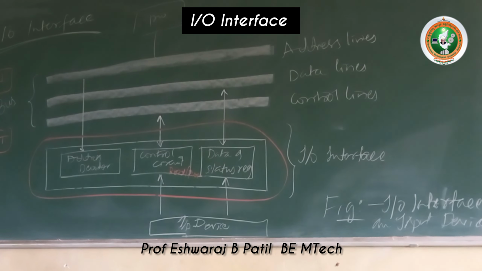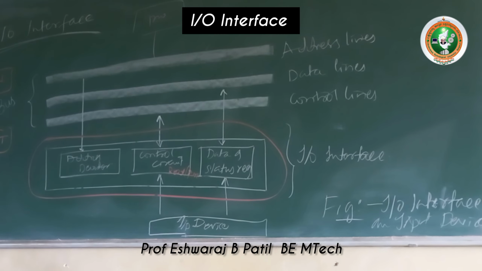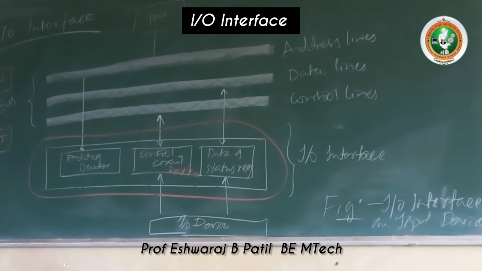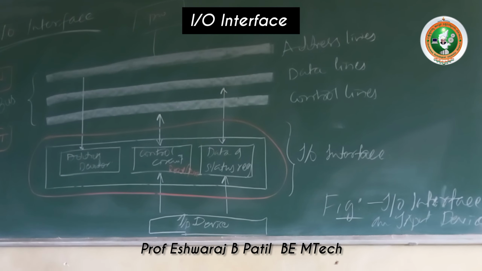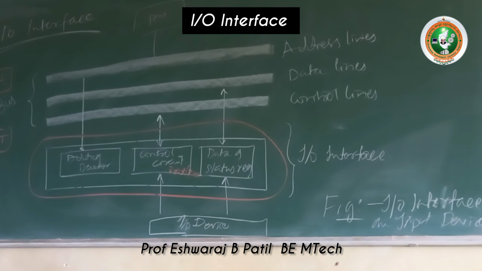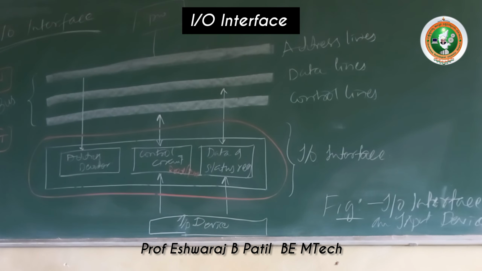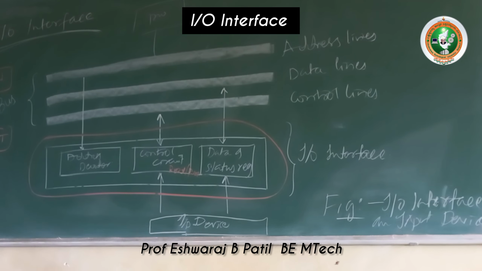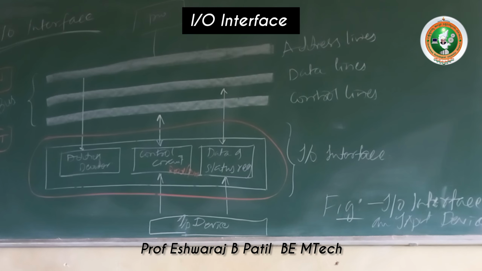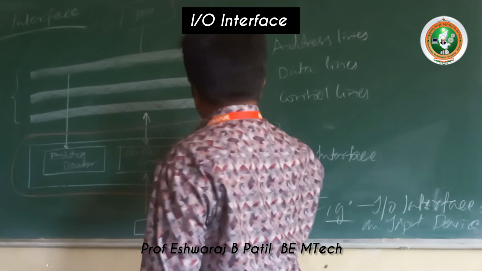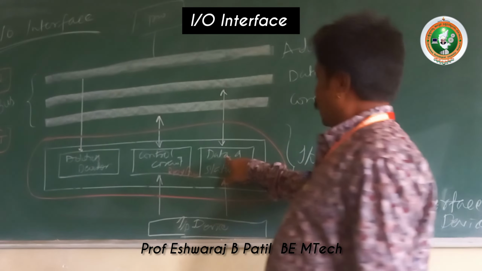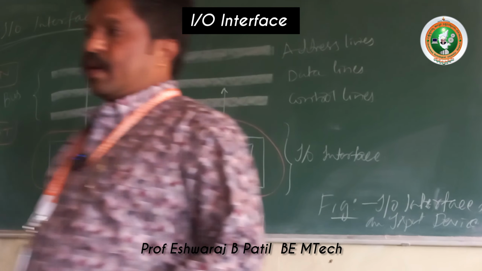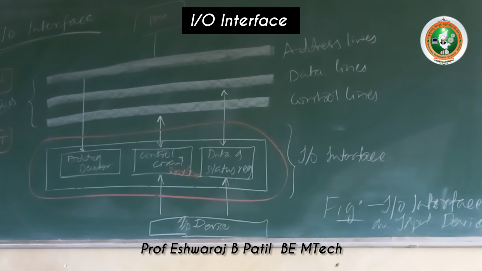Take the next, the data bus. The data bus carries data from the IO devices to or from the processor. The data bus is connected to the data and status registers, as shown in the figure.